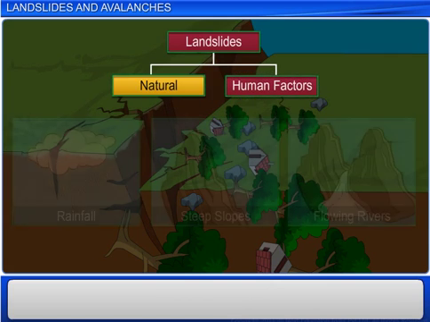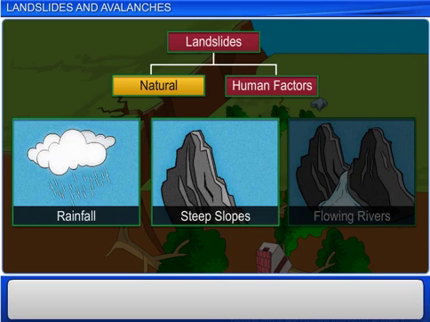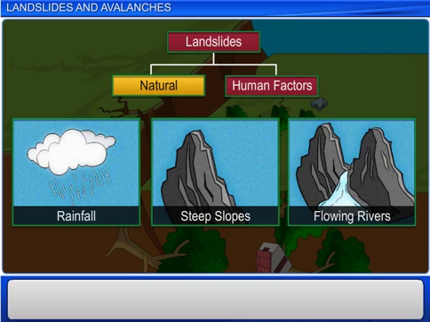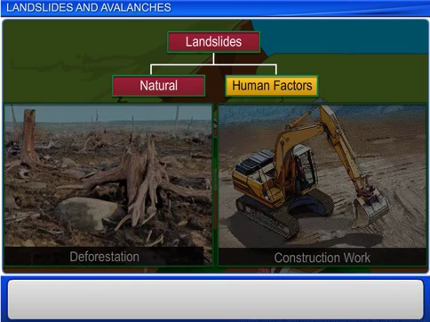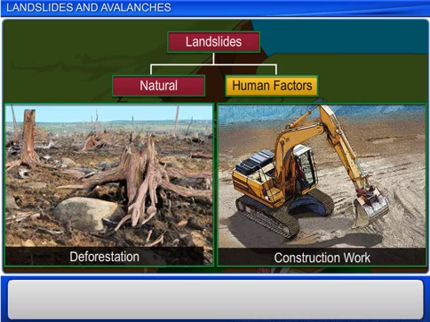Natural factors such as excessive rainfall, faulty drainage system, steep slopes, raw layers of rocks, rivers flowing in mountains, and earthquakes can cause landslides. Human factors such as deforestation, uncontrolled excavations, heavy construction work, and improper use of the land can also lead to landslides.